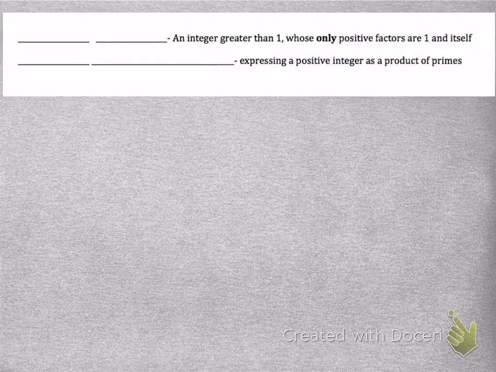An integer greater than 1, whose only positive factors are 1 and itself, is called a prime number. And when we express a positive integer as a product of primes, that's called prime factorization. You have done this before with factor trees, so we're just reviewing the factor tree process. And then we're going to take it a little bit further.